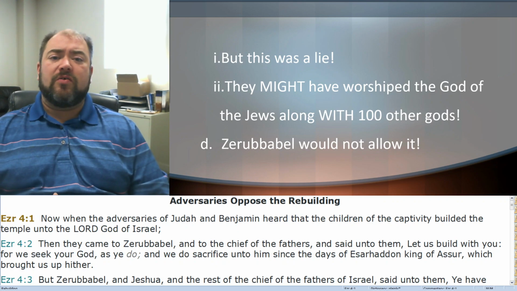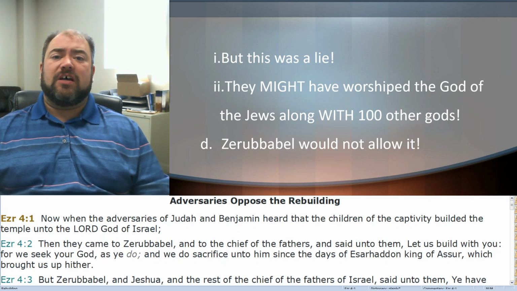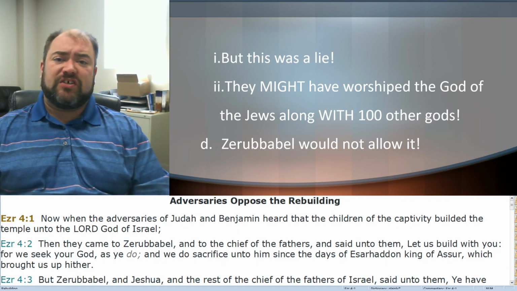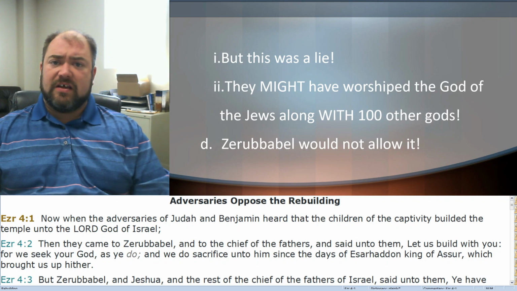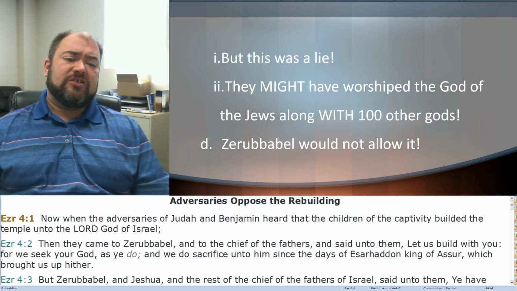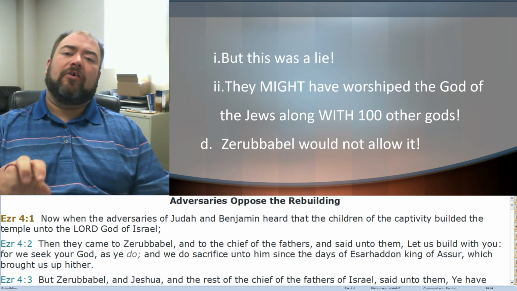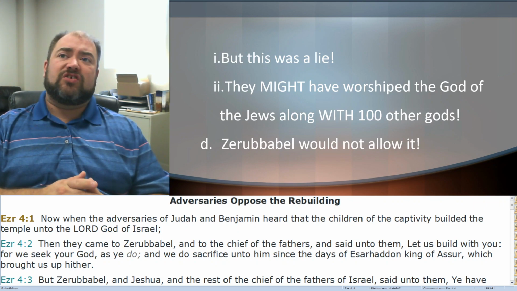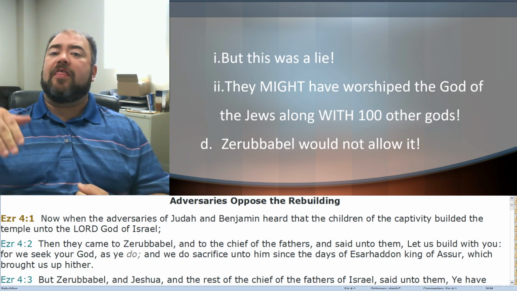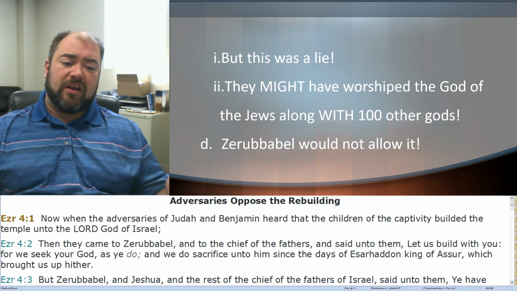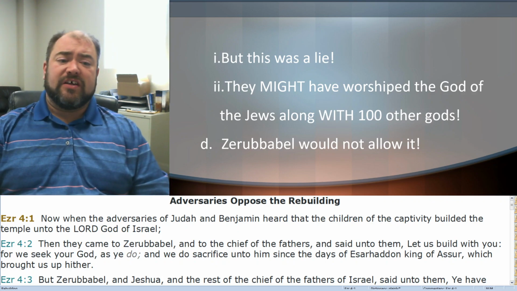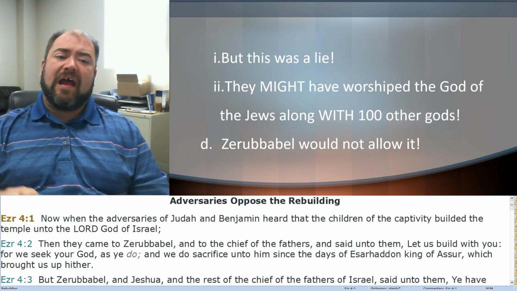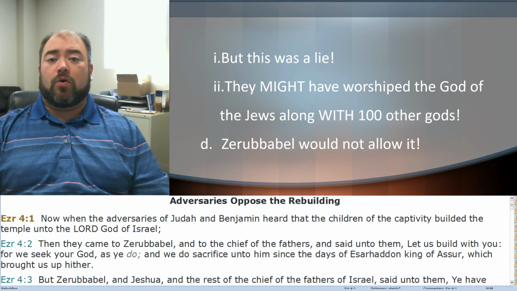It was well known that they had assimilated themselves into the culture of the Assyrians, and the Assyrians worshipped many, many gods, hundreds of gods. And so while they might have held on to some of the tradition of the Israelites, some of the tradition of their fathers, before they started integrating into the Assyrians, they might have held on to a few of those traditions, a few of those worship practices. They also had a lot of other worship practices.